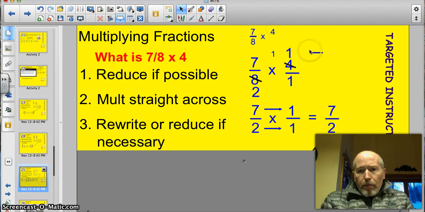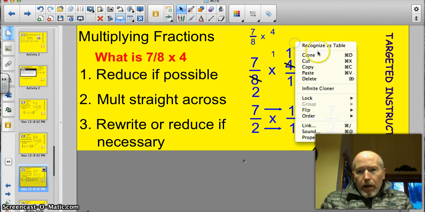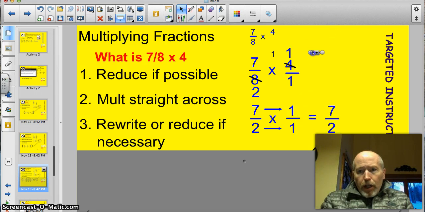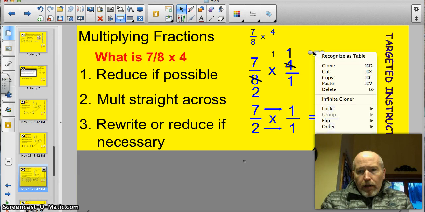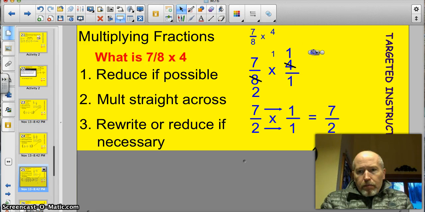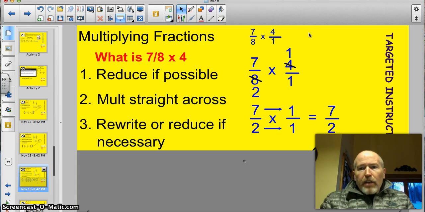Just move that 4 up, put a fraction bar in there. Where is he? I can't grab him. There we go. Put the fraction bar in. Put the 1 underneath it. Now you've made that into a fraction. All right. 7/8 times 4 over 1.